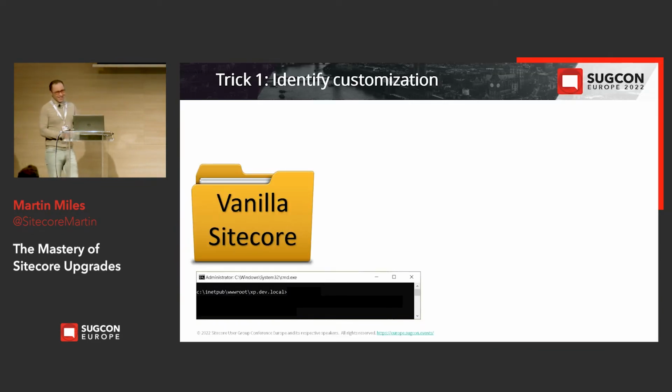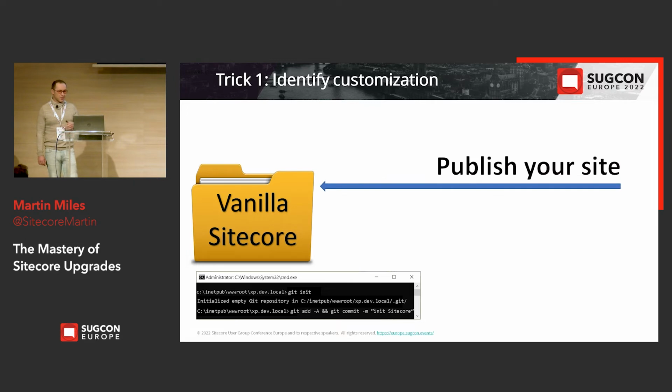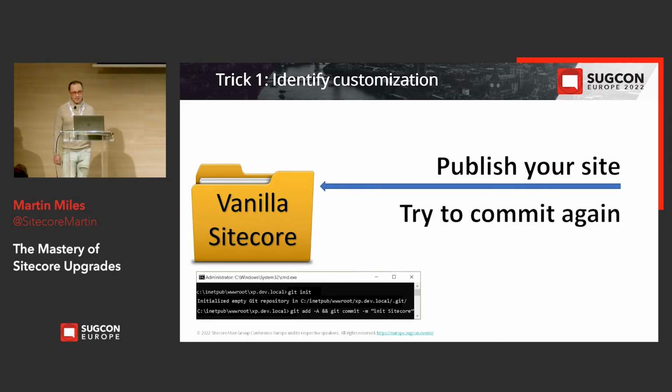Okay, so in order to estimate the amount of customization for a solution, I do the following trick. First of all, I need to have a vanilla version of the Sitecore that the existing solution is using. After it's up and running, I come to the webroot and do git init. And then I commit everything. No worries, it's just a local git. It's initialized at the webroot, so I do not push it everywhere. And I delete these git files immediately after the exercise.